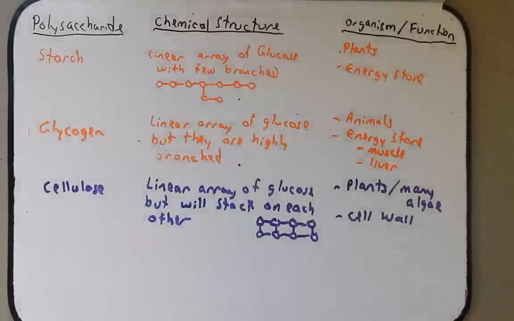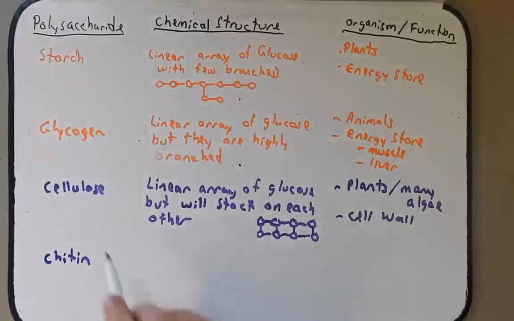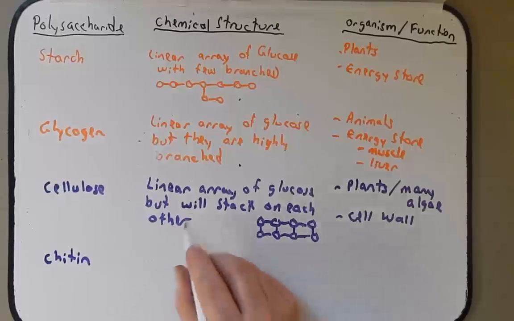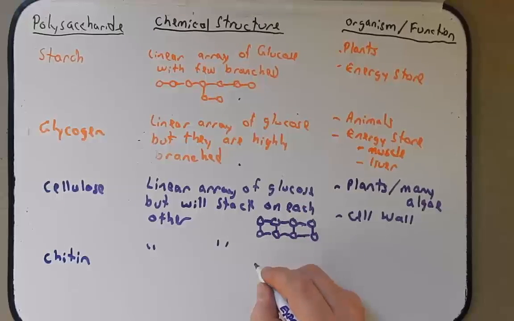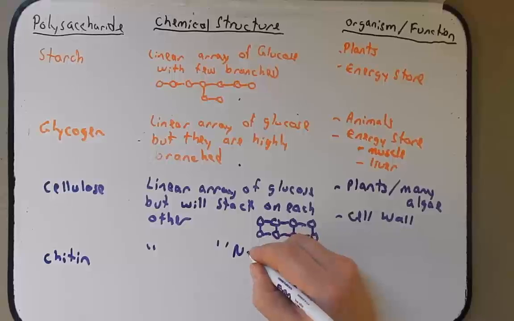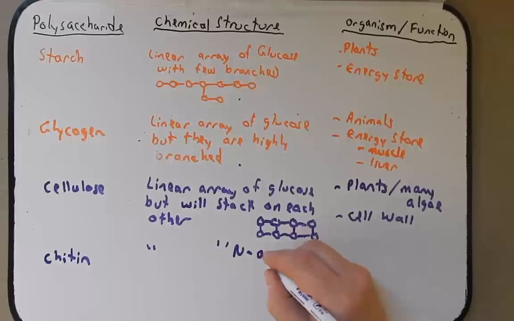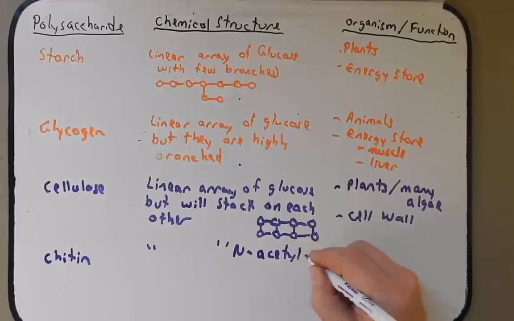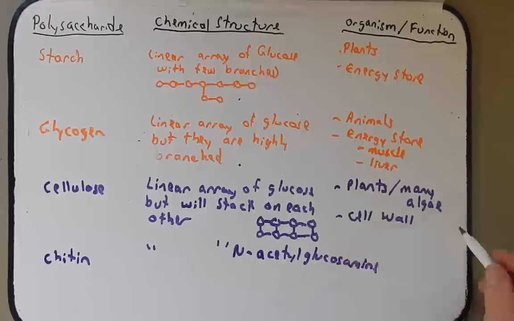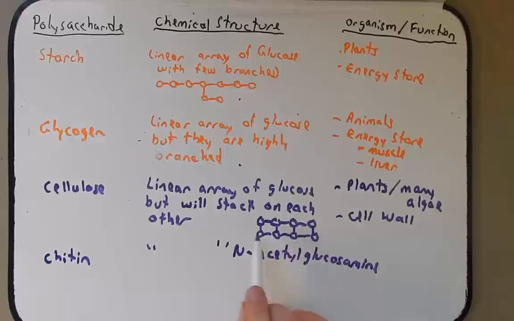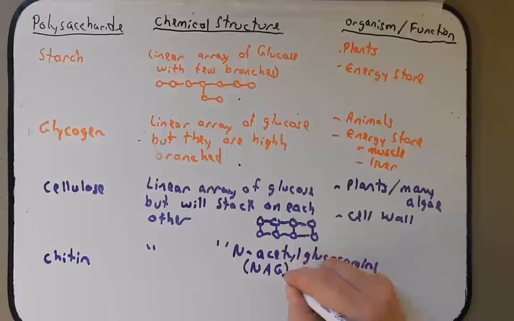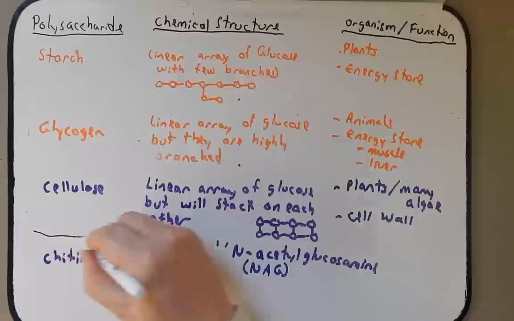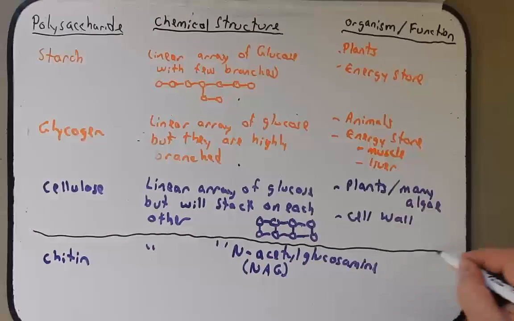All right, next I want to talk about chitin. Chitin is like cellulose in that they form that linear array, but it's not of glucose. This is where it's different. The sugar it uses is called N-acetylglucosamine. And it'll look very similar to what we see here, except instead of glucoses, it'll be these N-acetylglucosamines, which we often just call NAGs. I want to make sure I keep these separate. I'm kind of starting to merge some things here.